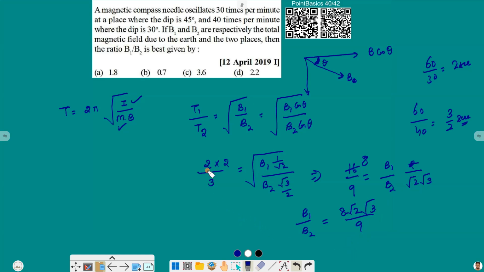Sorry, again we made a mistake. The time period is inversely proportional to the magnetic field, so it will be B2 by B1, or we can say this will be T2 by T1. That will be easier to correct. So this side will be corrected, and this whole thing needs to be changed.